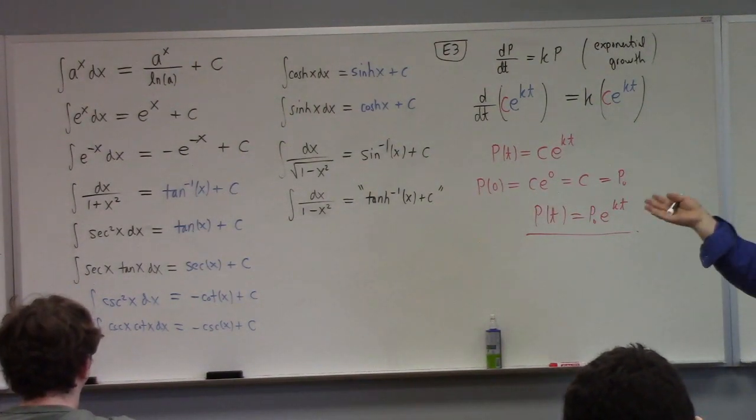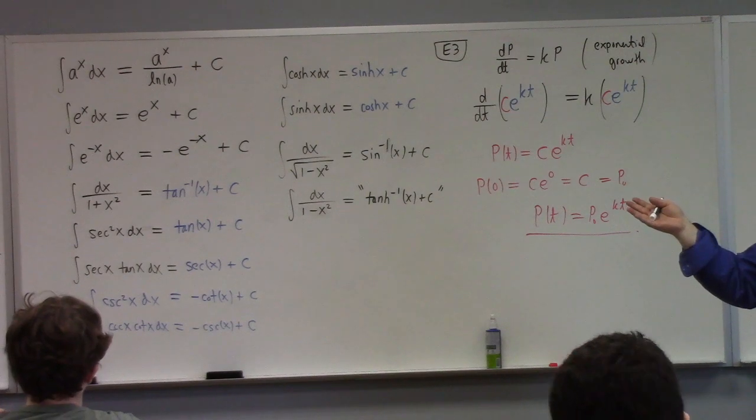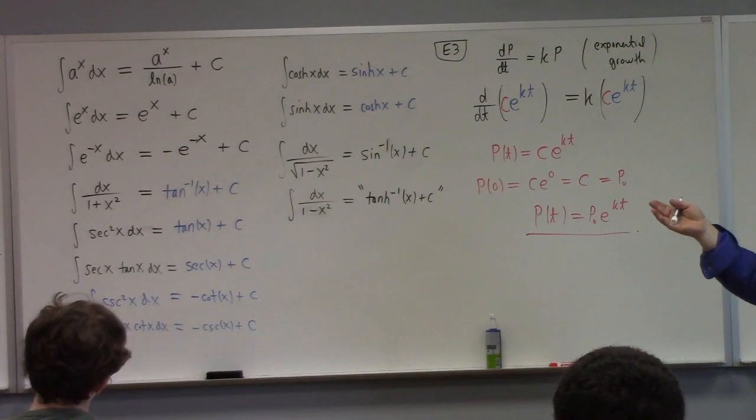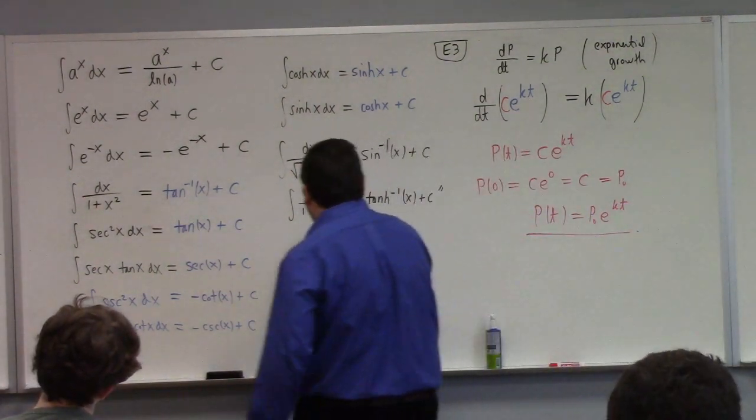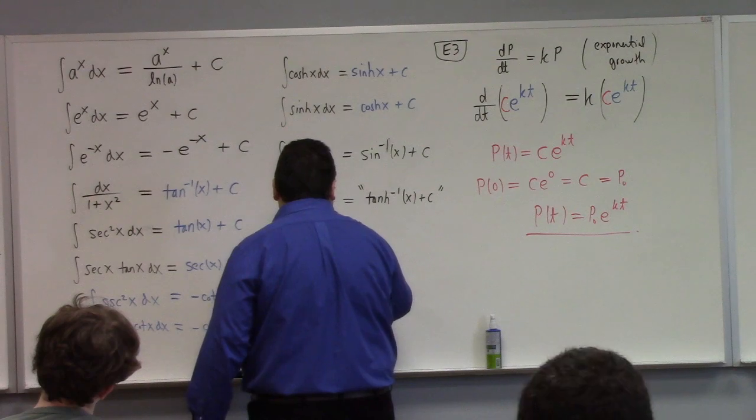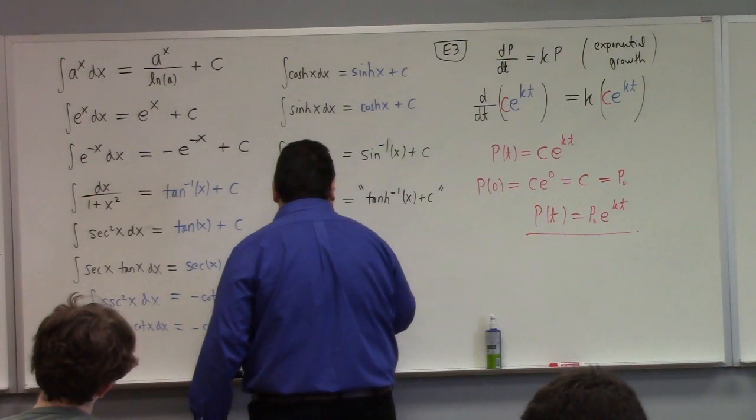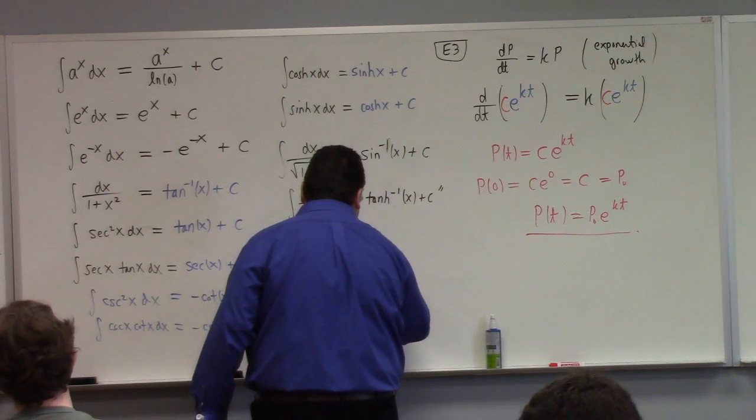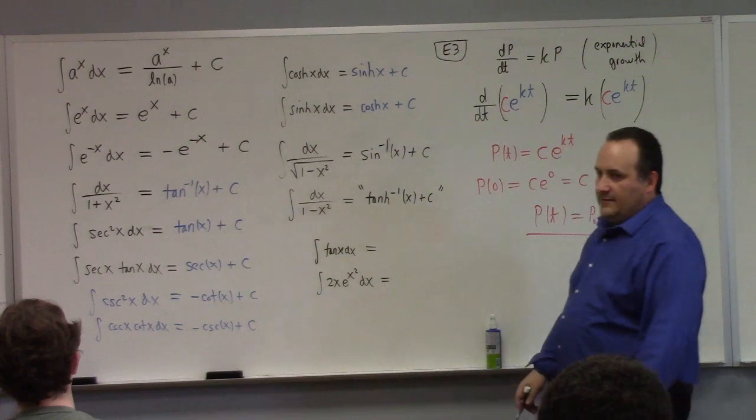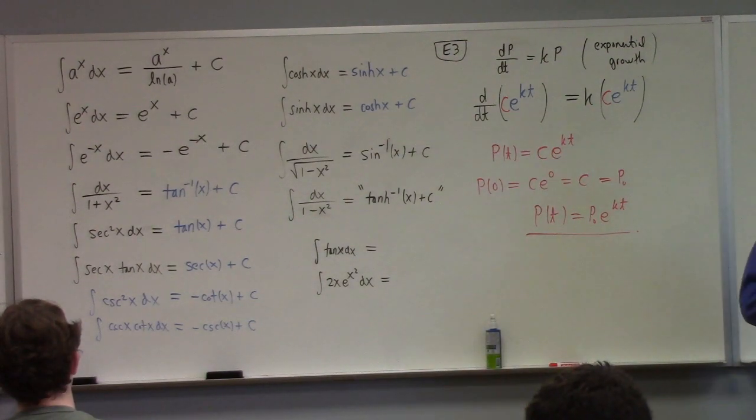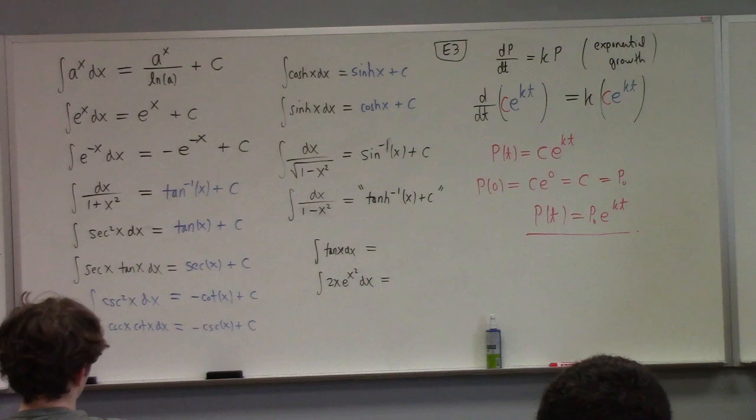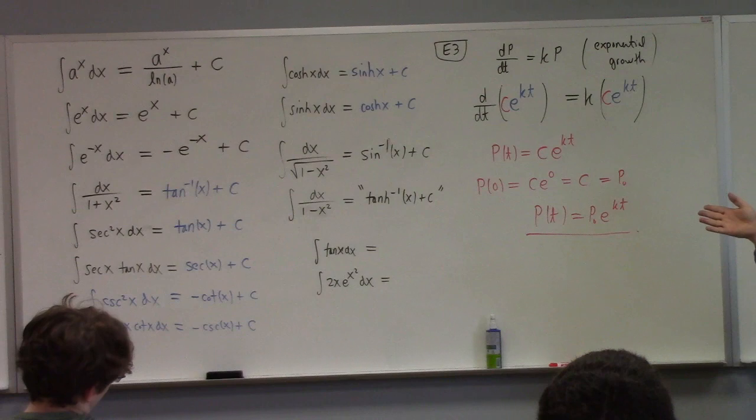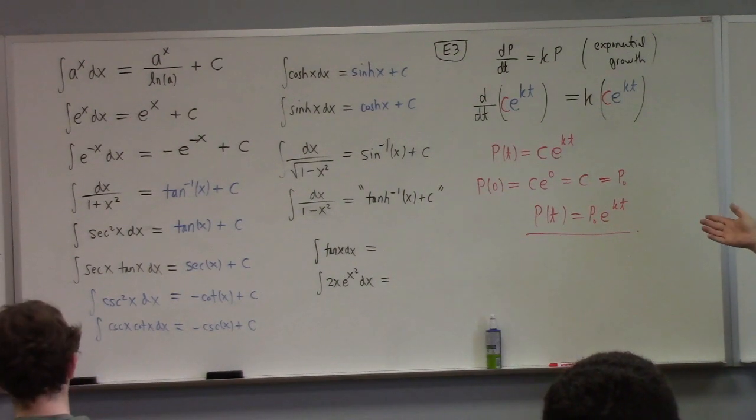Anything else? Are there any other basic differentiation patterns we know? Like, how about this? What if we tried integral of tangent of x dx? What if we tried the integral of 2x e to the x squared dx? Can you just figure out antiderivatives for anything? The answer is no. Like, there is no basic function that we differentiate and we get tangent is the answer.